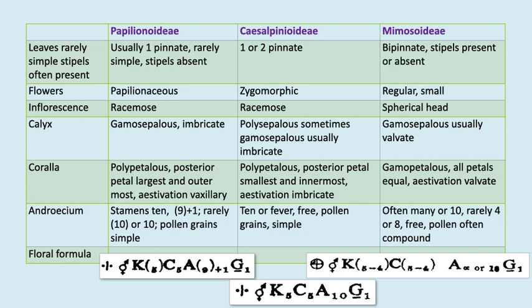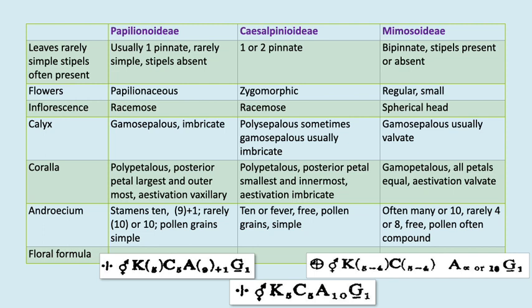Androecium consists of 10 stamens in Papilionoideae and is diadelphous with 9 plus 1 arrangement, rarely 10 which are united or 10 which are free. Pollen grains are simple. In Caesalpinioideae, androecium consists of 10 or fewer stamens which are free. Pollen grains are simple. In Mimosoideae, often many or 10 stamens, rarely 4 or 8 stamens, free. Pollen grains are often compound.